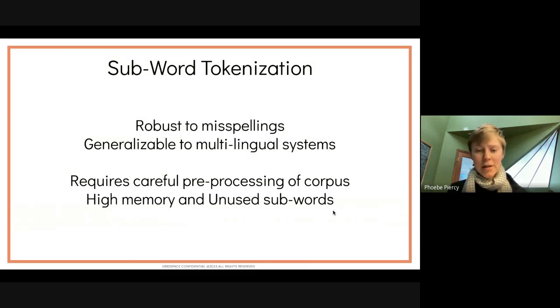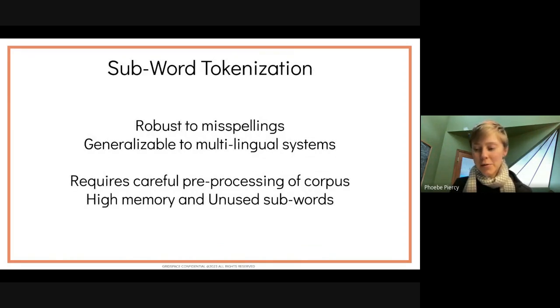There's also the other con with subword tokenization, which is that it does require careful pre-processing. As we'll see, this is worth it. And this is what most modern NLP systems do. Subwords also make it more robust to misspellings and generalizable to more multilingual systems. So if we're saying subword, note I've said subword, not specifically morphemes.